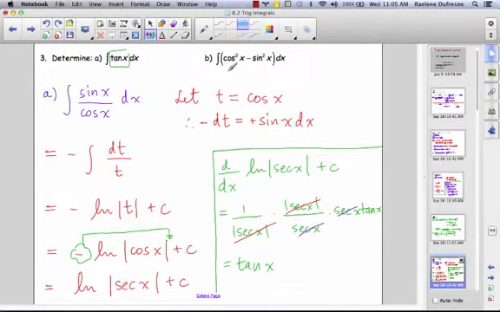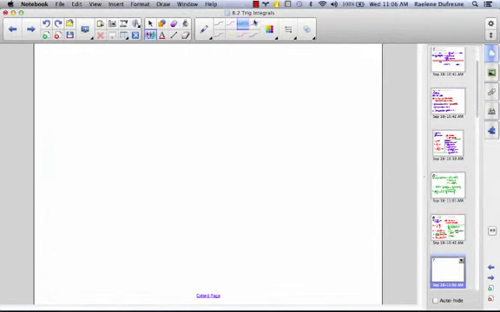In part B, we want to integrate cosine squared x minus sine squared x with respect to x.